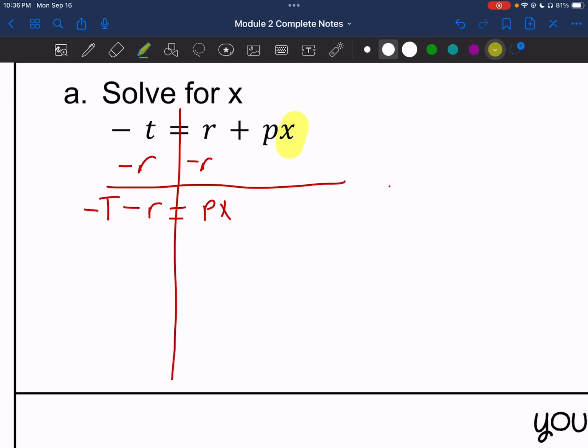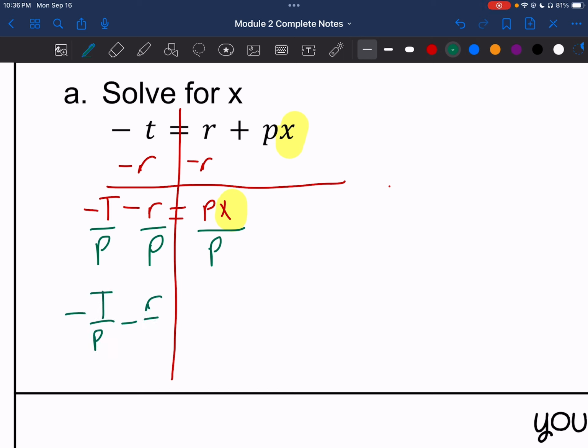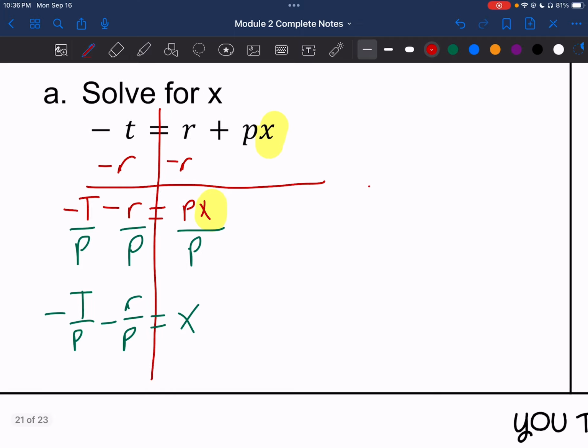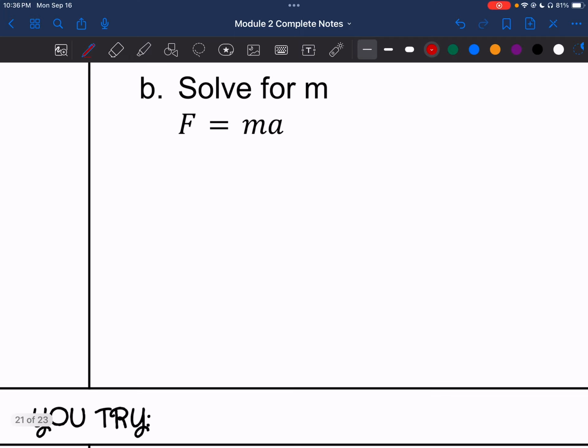We're still trying to get that x by itself. So our next step is going to be to divide everything by p. So we divide each term by P. And what are we going to get? We're going to get negative T over P minus R over P, and that's going to be equal to X. So it was still just a two-step equation. We didn't really have to do anything all that fancy with it, but it got us a little bit different of a response.